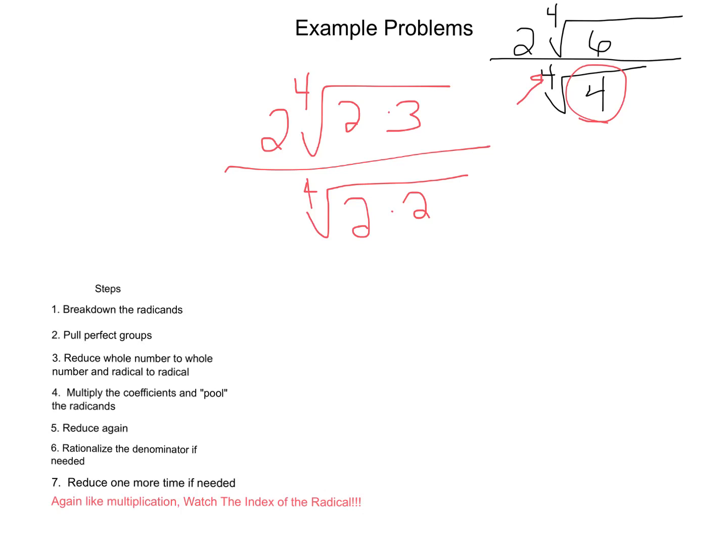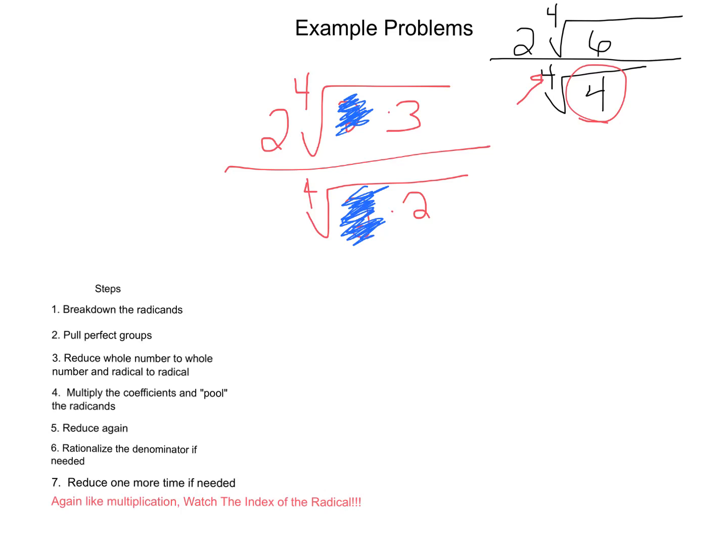Can I pull perfect groups? No. Can I reduce the whole numbers? No. Can I reduce radical? Yes. I can take out a set of 2's. So this and this is now gone. Multiply, well, this isn't a multiplication problem, so reduce, don't have to yet. Rationalize the denominator. All right, here we go.